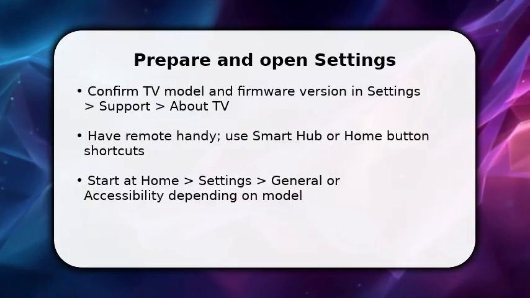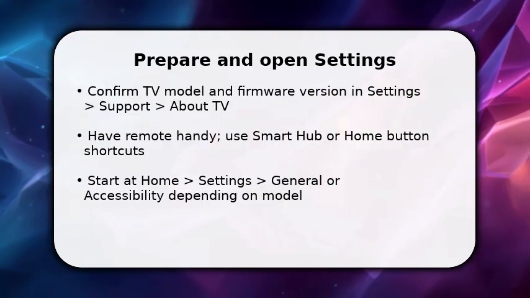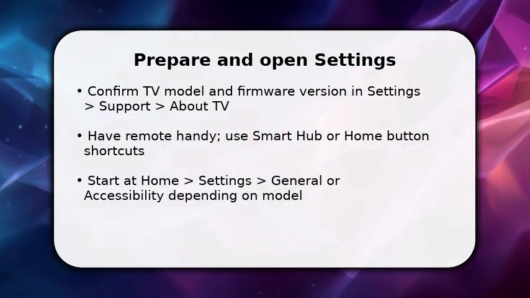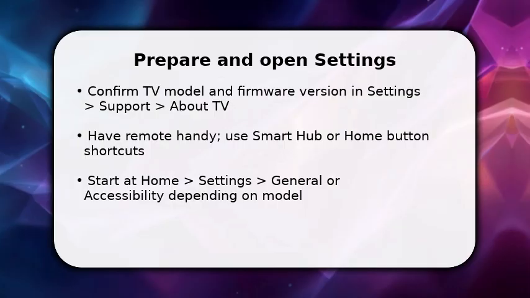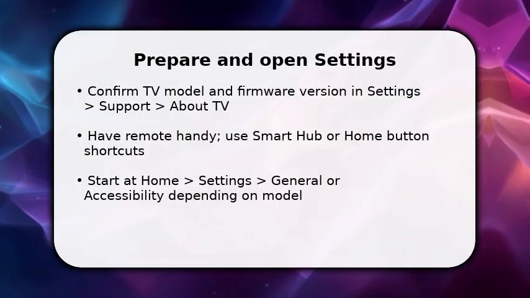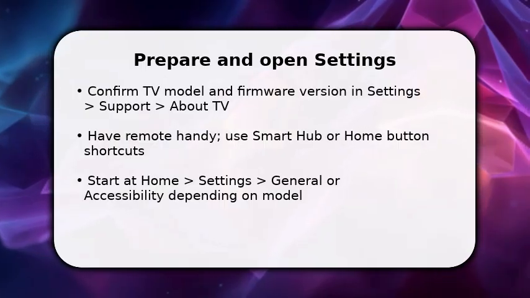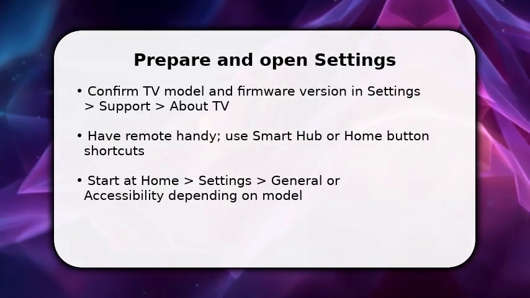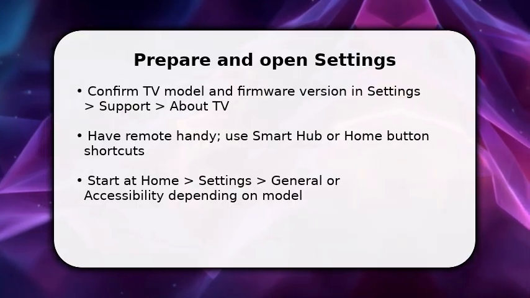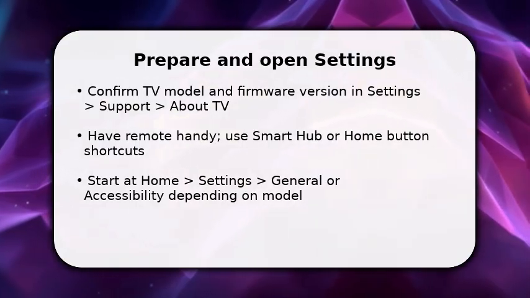You start by confirming your Samsung TV model and firmware because menu names vary. This matters for the path you'll follow. Once done, grab the remote and press Home or Smart Hub to open the main menu. Navigate to Settings, then General or Accessibility. Some TVs list subtitles under Picture or Broadcasting instead.